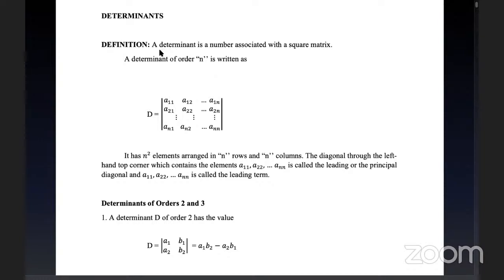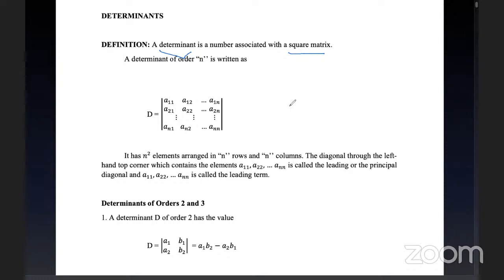So a determinant is a scalar or a number associated with a square matrix. Now, a determinant of order n is written as, okay, we denote determinant as this letter D equal to an array consisting of elements arranged in rows and columns and enclosed by a bar. So basically, we'll be dealing with or associated with a square matrix. Now it has n squared elements arranged in n rows and n columns.